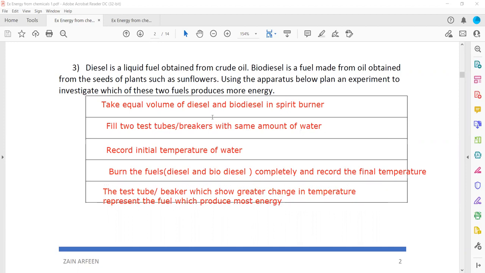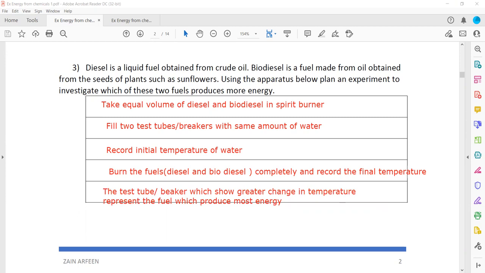Is this experiment clear, how we can work out which one produces the most energy when we burn? So we take equal amounts of the two liquids, we burn them, we take equal amounts of water in the container. The experiment in which there is a greater change in temperature, that is the most exothermic, or produces the most energy.